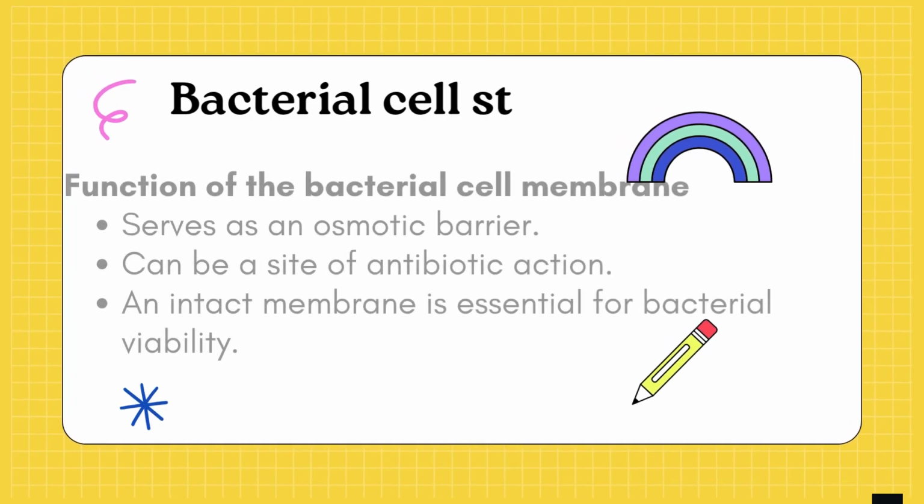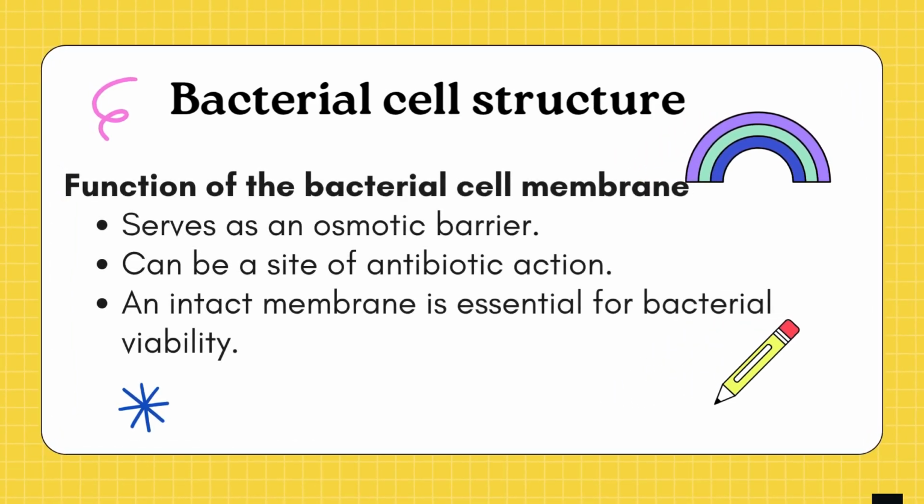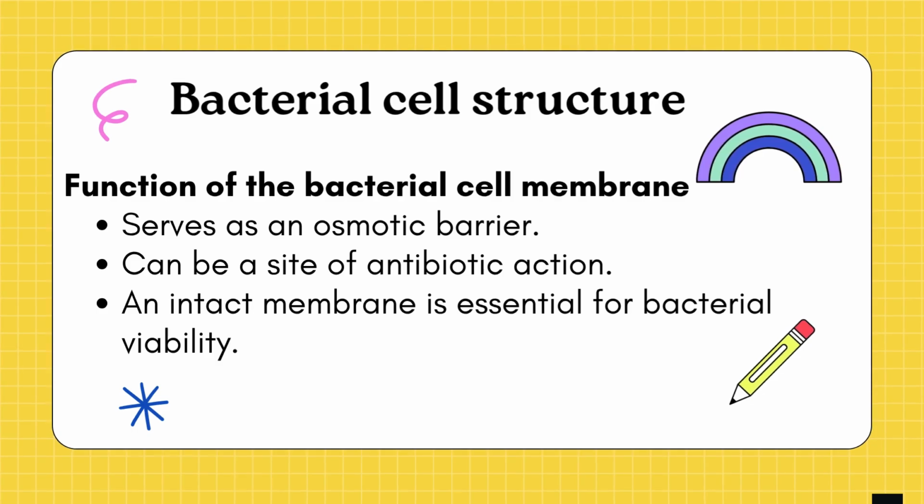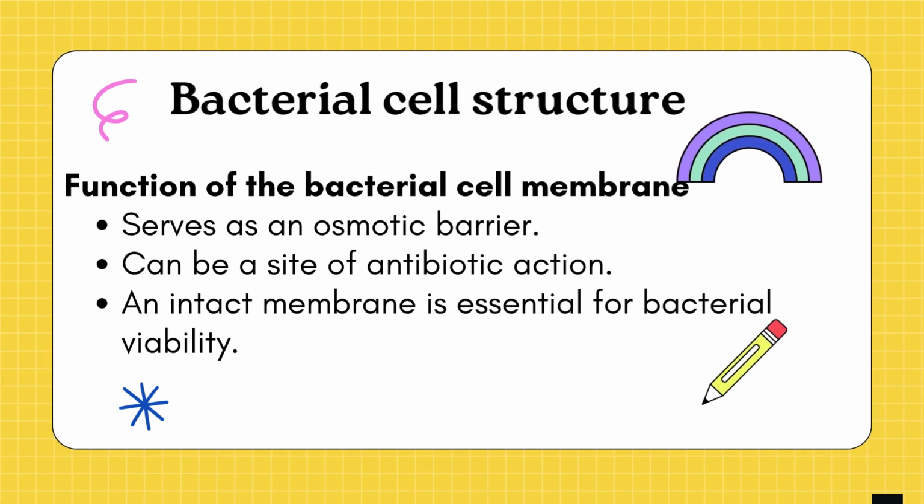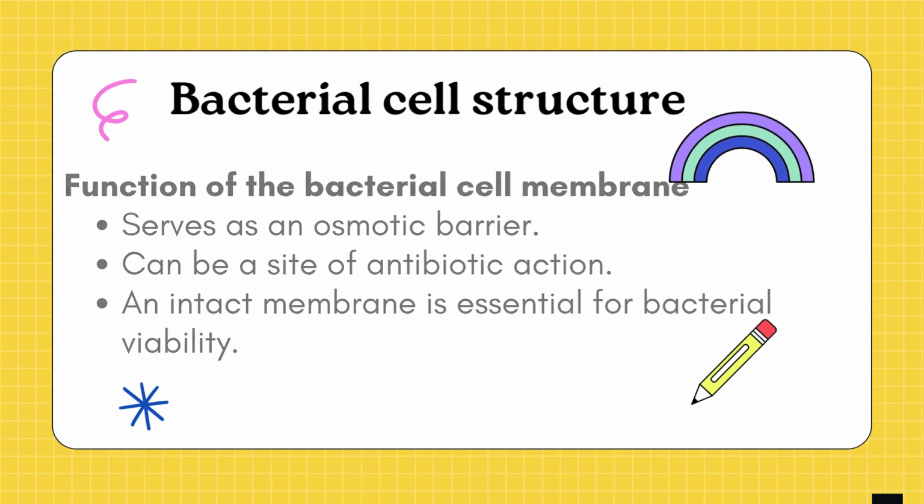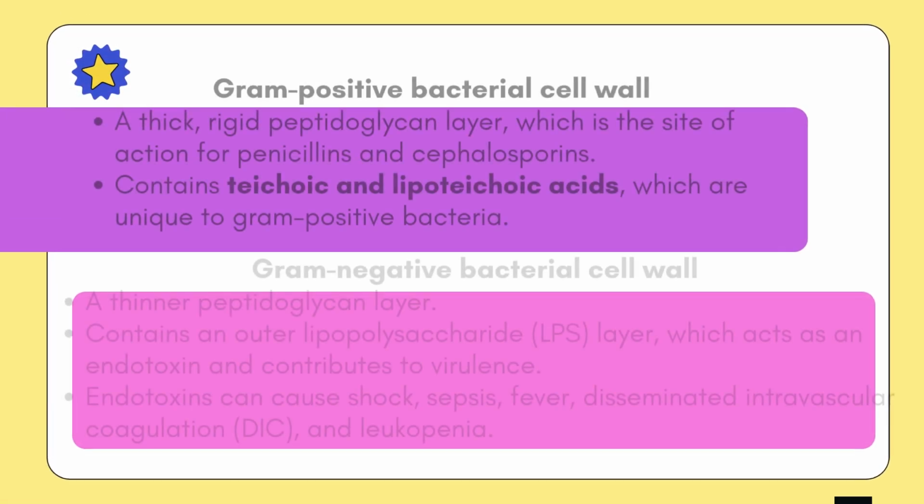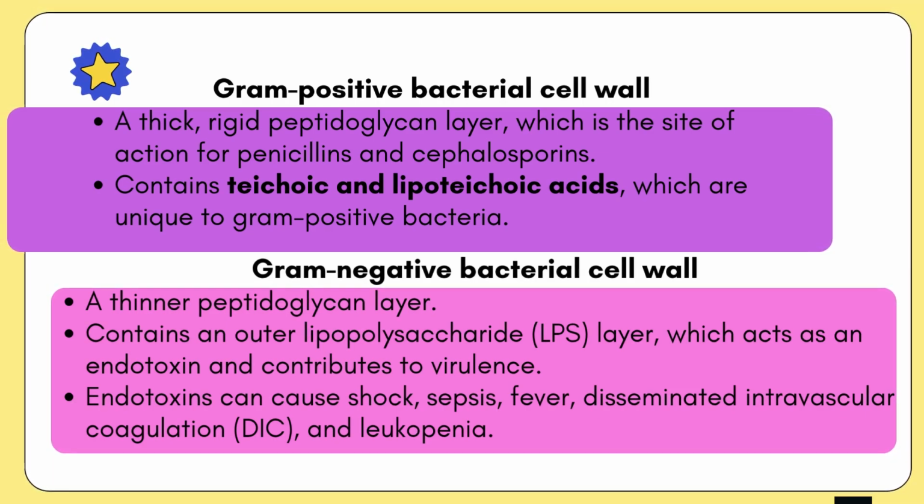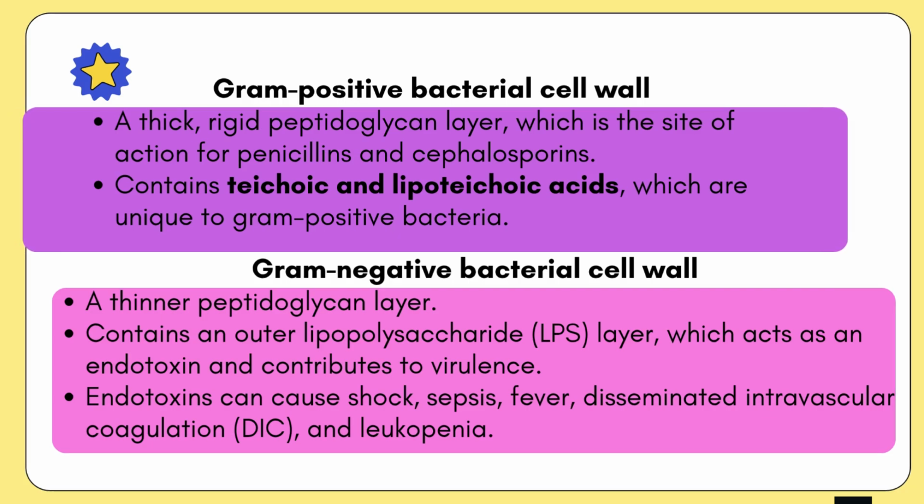Bacterial cell structure. Function of the bacterial cell membrane: it serves as an osmotic barrier and can be a site of antibiotic action. An intact membrane is essential for bacterial viability. Gram-positive and gram-negative bacterial cell walls. A gram-positive bacterial cell wall has a thick, rigid peptidoglycan layer, which is a site of action for penicillins and cephalosporins. It contains teichoic acid and lipoteichoic acids, which are unique to gram-positive bacteria.